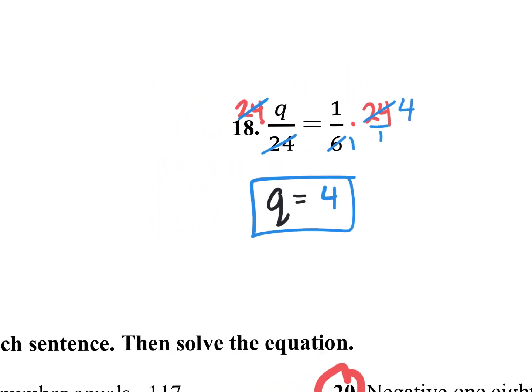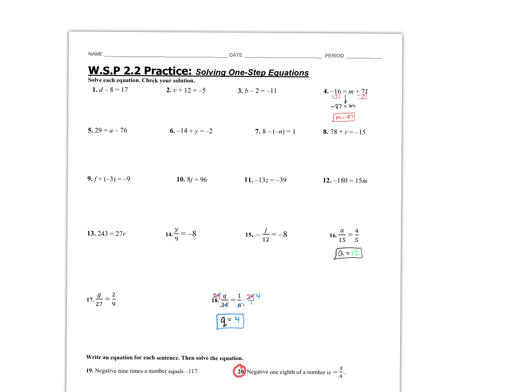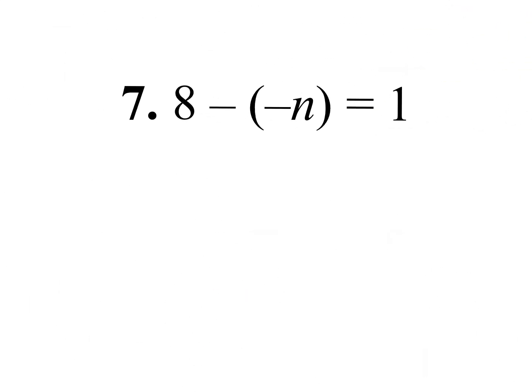So ladies and gentlemen, you guys have seen me solve all these equations. I want you to go through and solve all these. Oh yeah, be careful with this one. What does that really say? That really says 8 plus n. The minus changes to plus plus. So 8 plus n equals 1. Then you could worry about getting n by itself on the left side of the equal sign.